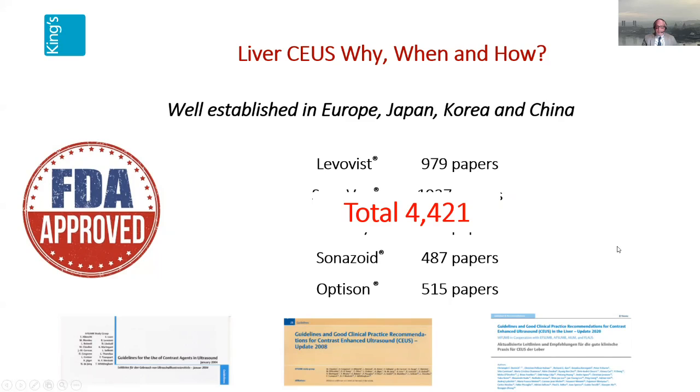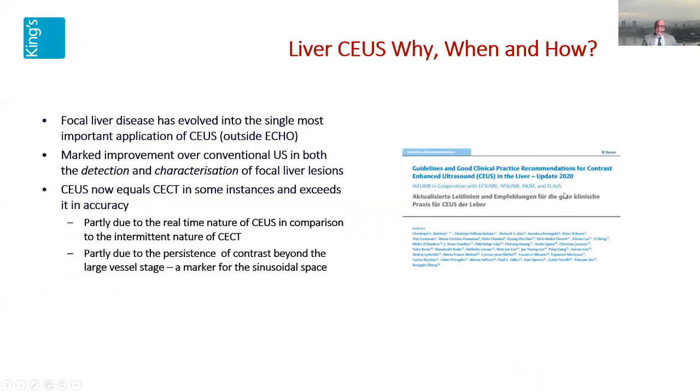The European Federation of Societies in Ultrasound in Medicine and Biology, of which all BMUS members are a part, produced guidelines over the years. And these are the guidelines produced in 2004, very soon after the licensing of SonoVue in Europe, with an update in 2008 and further updates in other areas, but more importantly in the liver in 2012 and then 2020.